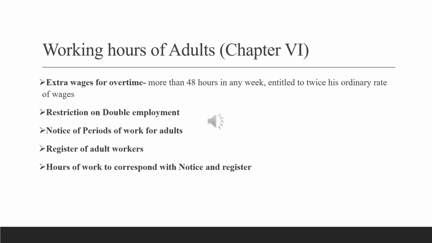A notice should be put up every day clearly showing the periods in which an adult worker may be required to work that day. Every factory is also required to maintain a register of adult workers showing their names and the nature of the work of that worker. No worker should be allowed to work any work other than that mentioned in the notice and the register.